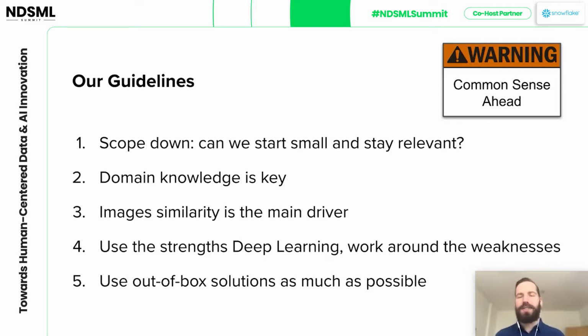In order to try and solve this problem, we decided on a few guidelines in advance. This is a checklist that I like to go through on almost every large-scale project that I try to tackle. The first and maybe most important part is scope. Yes, we can start by processing and labeling millions and millions of images, but can we actually bring value with a smaller subset of the problem?